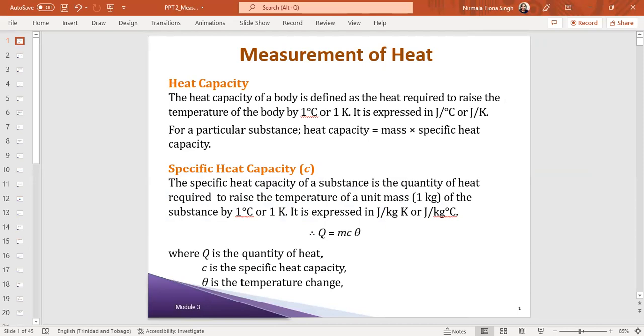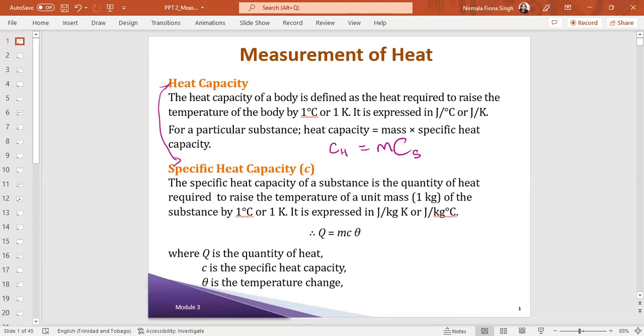It is expressed in joules per Kelvin or joules per Celsius. Does not matter. For a particular substance, heat capacity, this is where we're going to go a little bit different. Heat capacity is equal to mass times specific heat capacity. We didn't know that in Form 5. We're looking to connect these two terms. Heat capacity is a really vague term. Specific heat capacity, they took out the word, is more specific.